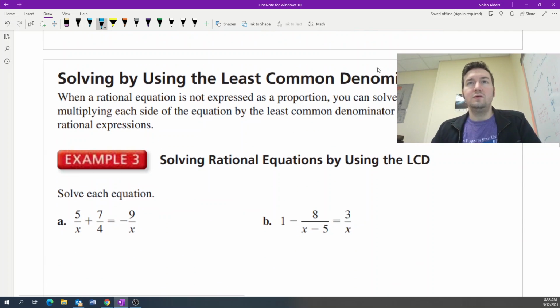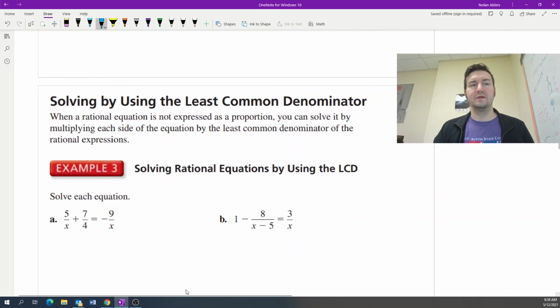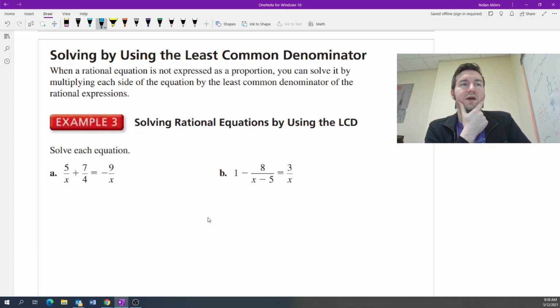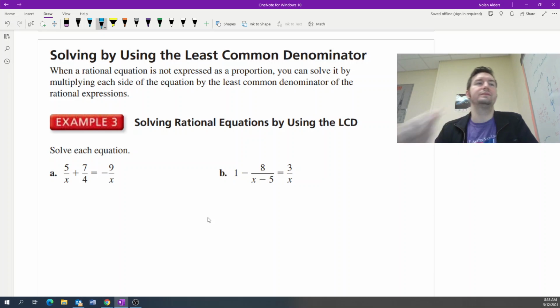We could also use, maybe I need to zoom out a little bit so y'all can see. There we go. We can also use the least common denominator to solve equations. So what we can do is find the LCD for these denominators, and then multiply each side of the equation by that factor.